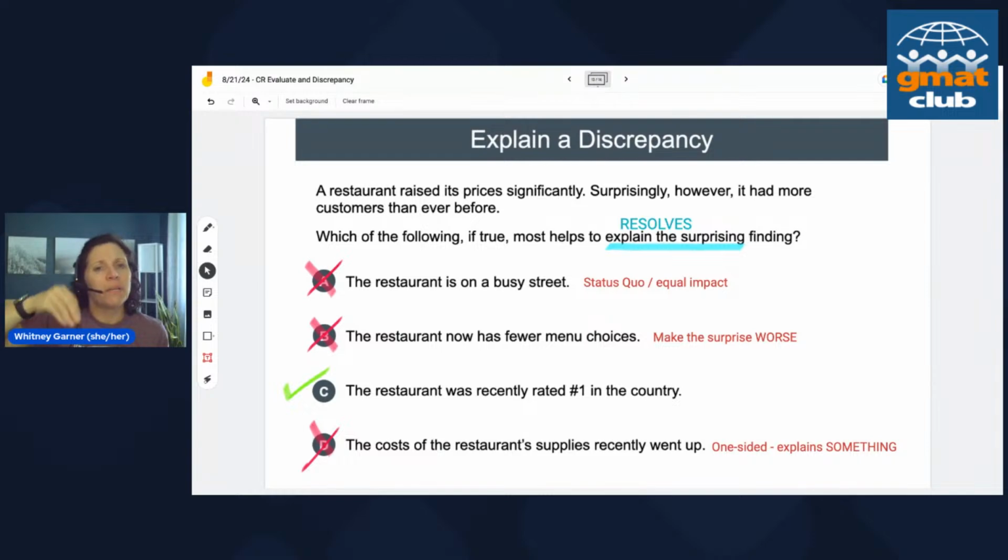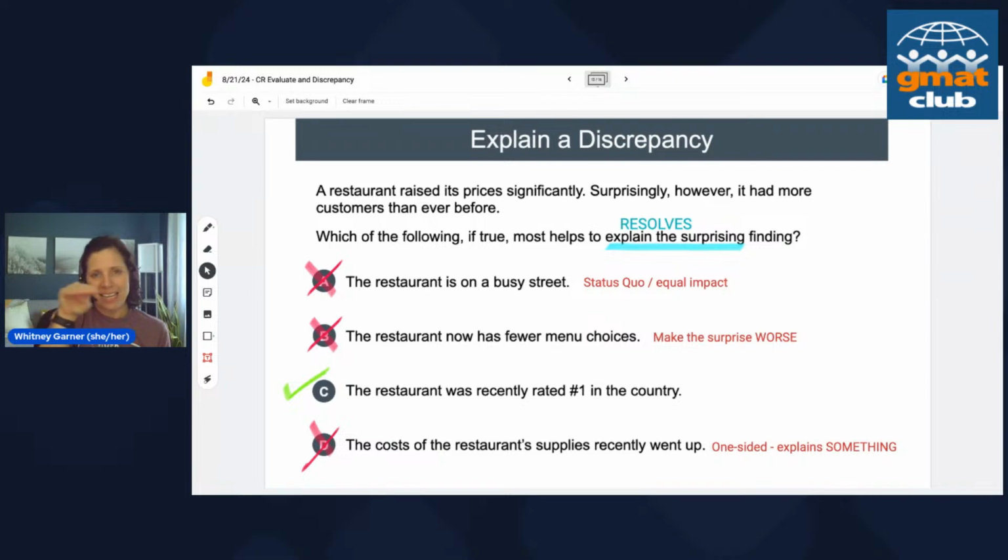If we're on a busy street, theoretically, we were on a busy street before we raised our prices. So if we were on a busy street before and we're on a busy street now, that can't explain why necessarily raising our prices got us more customers. Like, okay, we're on a busy street. That would explain why maybe we were able to raise our prices some and not take a huge hit.